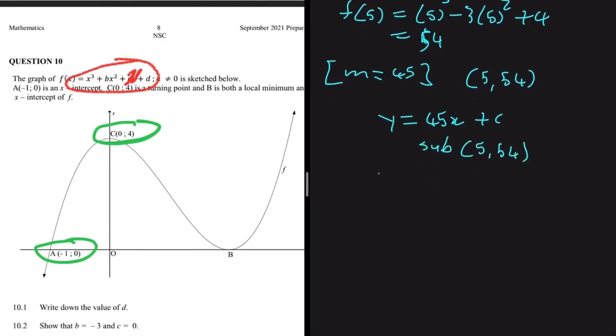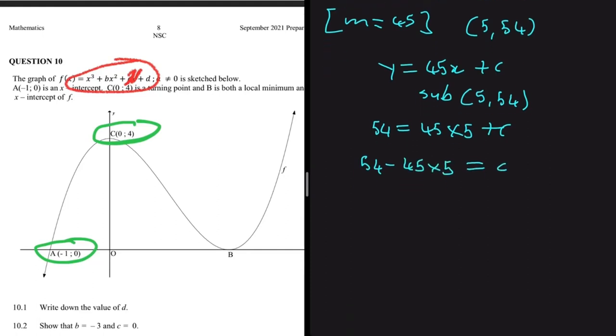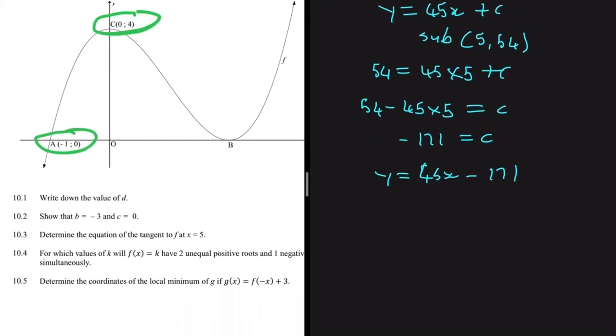If we do that, we're gonna get 54 is equals to 45 multiplied by 5 plus c. So 54 minus 45 multiplied by 5 should be equals to c. And then if you put that in your calculator, I kid you not, you're gonna get minus 171 is equals to c. So now we can say that y is equals to 45x plus c. C is minus 171. And yippee, we have the equation of our tangent. Yeah, such an exciting problem.